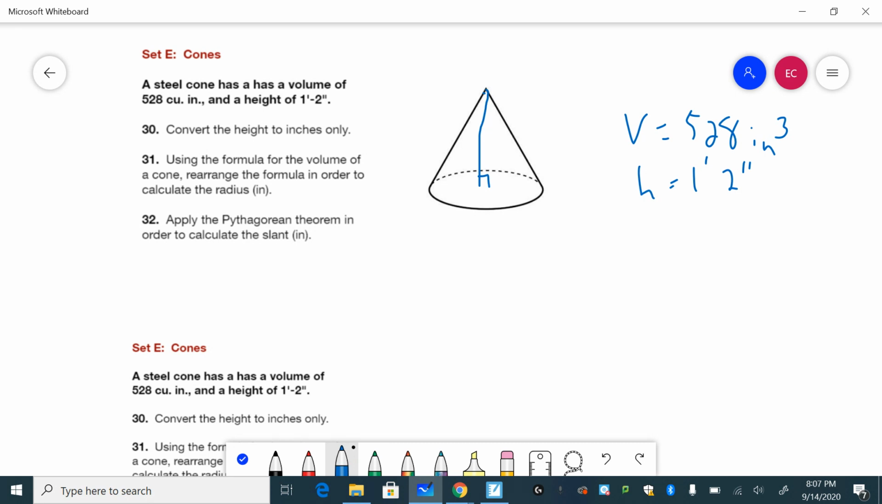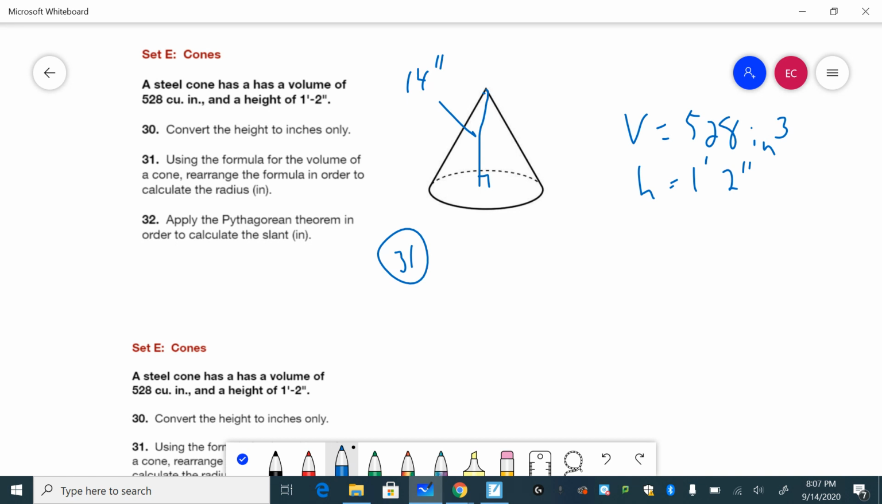So you'd go 1 times 12 to convert the 1 foot to inches. So that's 12 inches plus another 2 inches. There's 14 inches. So the height's 14 inches. So 31 says to take the volume formula of a cone and rearrange it in order to find the radius.